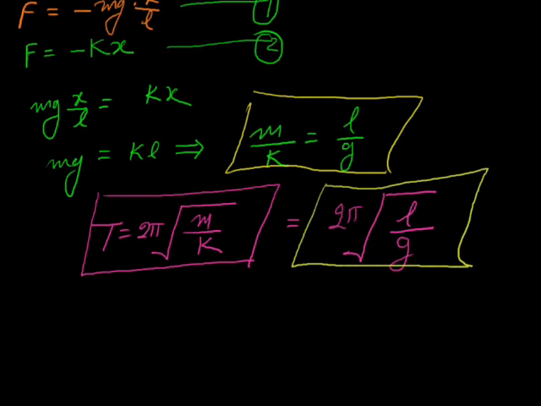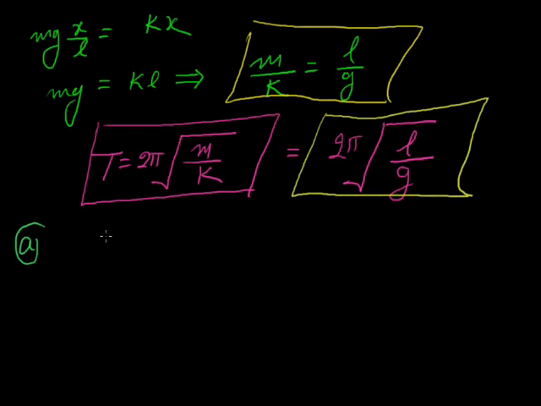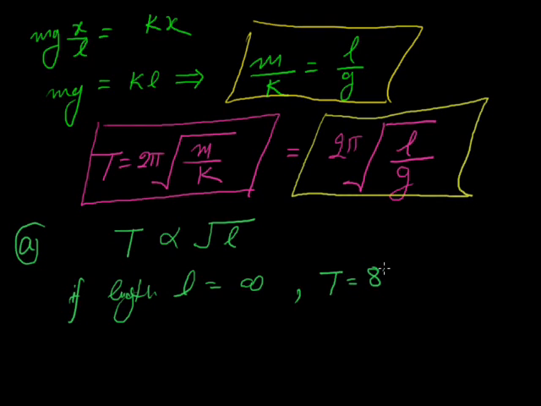Some important points related to the simple pendulum. On increasing the length of a simple pendulum, the time period increases, but the time period of a simple pendulum of infinite length is 84.6 minutes. We know that T is proportional to root L. On increasing the length, the time period also increases, but if length L is infinite, T becomes fixed at 84.6.